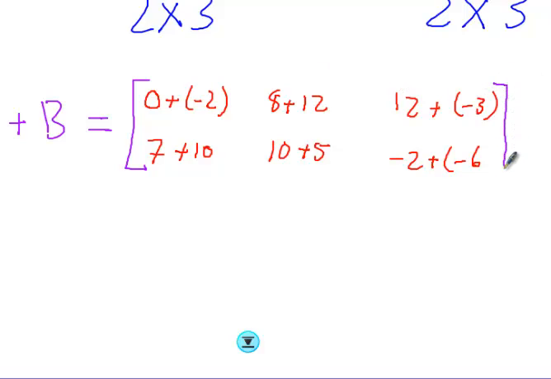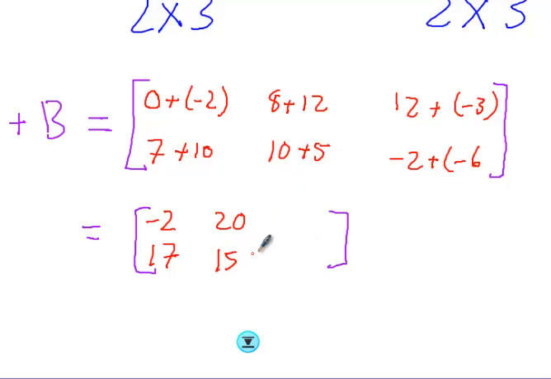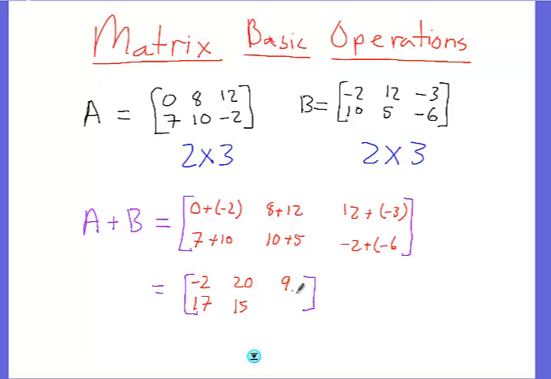Again, it's nothing too hard or nothing crazy. You just take each corresponding part of the matrix and add them, or whatever operation you're doing. So 0 plus negative 2 is negative 2. 7 plus 10 is 17. 8 plus 12 is 20. 10 plus 5 is 15. 12 plus negative 3 is 9. Negative 2 plus negative 6 is negative 8. And our answer is negative 2, 17, 20, 15, 9, negative 8.